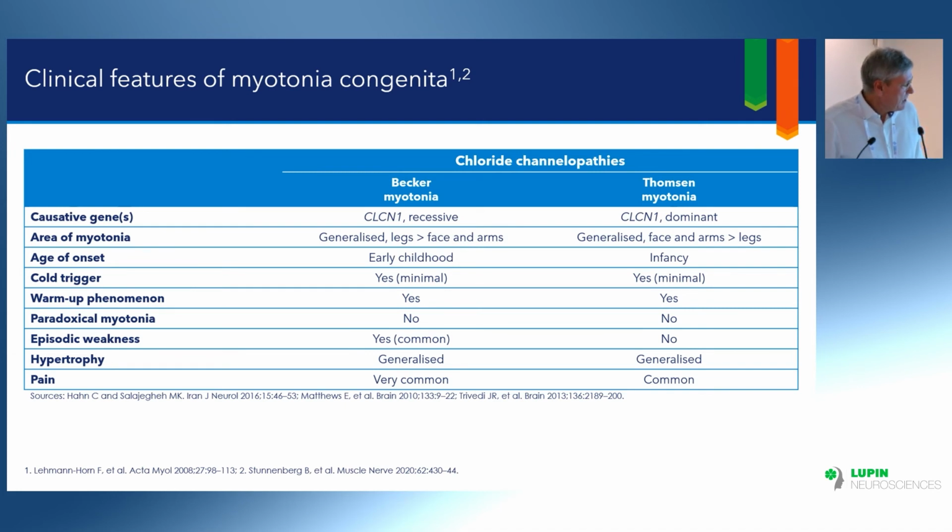Otherwise, they are quite similar, and I mean it's the same gene anyway. Pain is probably a little more prevalent in Becker myotonia patients. Also, they can have episodic weakness in conjunction usually with these myotonic attacks, which is not the case in Thomsen myotonia.